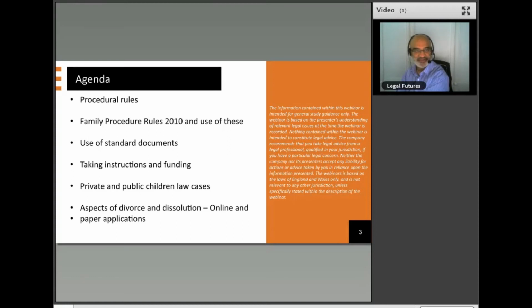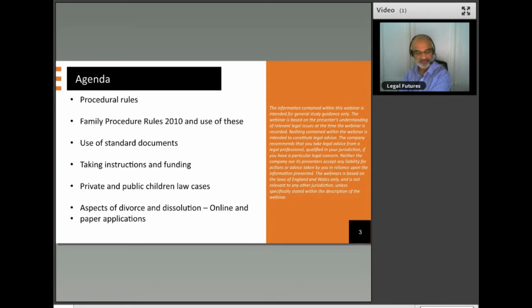So with the agenda, these are the things I'll be covering with you today. And for any person who's either wanting a refresher or wants to move into this field, I would suggest that the first thing you need to have a fairly good grounding on is the procedural elements, so the procedure rules. I'll be going through that with you in terms of the FPR, the Family Procedure Rules of 2010, and seeing how these work in practice.